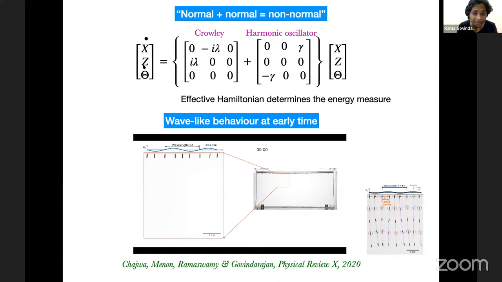Now we drop the Z and we write it like this.